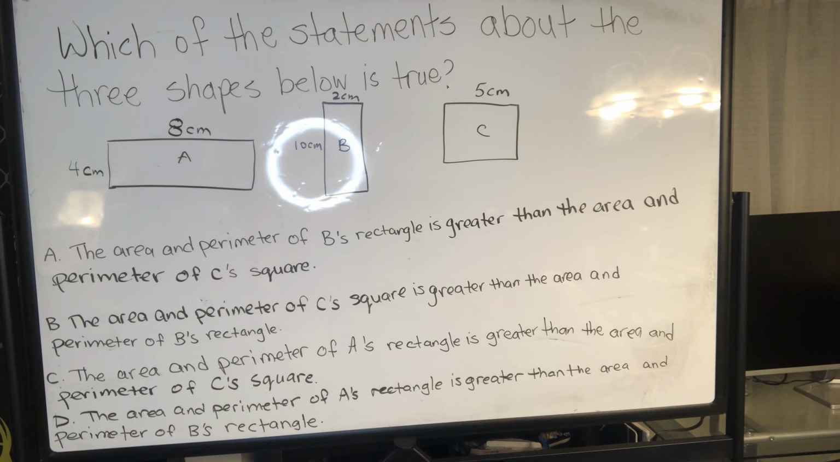Choice A, the area and the perimeter of B's rectangle is greater than the area and the perimeter of C's square. Choice B, the area and the perimeter of C's square is greater than the area and the perimeter of B's rectangle. Choice C, the area and perimeter of A's rectangle is greater than the area and perimeter of C's square. Choice D, the area and perimeter of A's rectangle is greater than the area and the perimeter of B's rectangle.